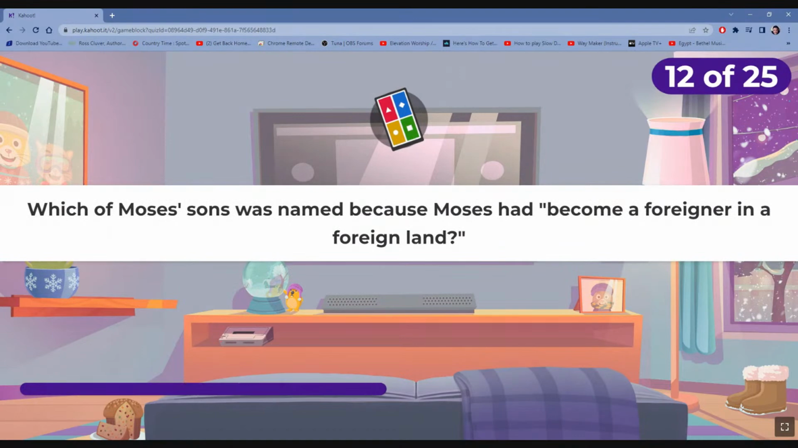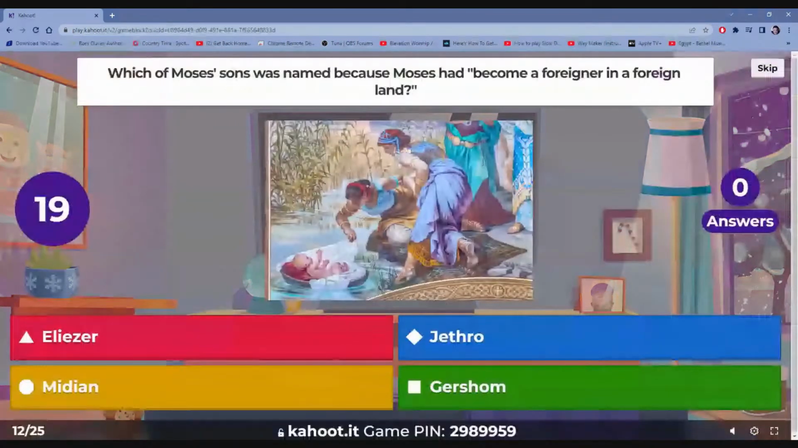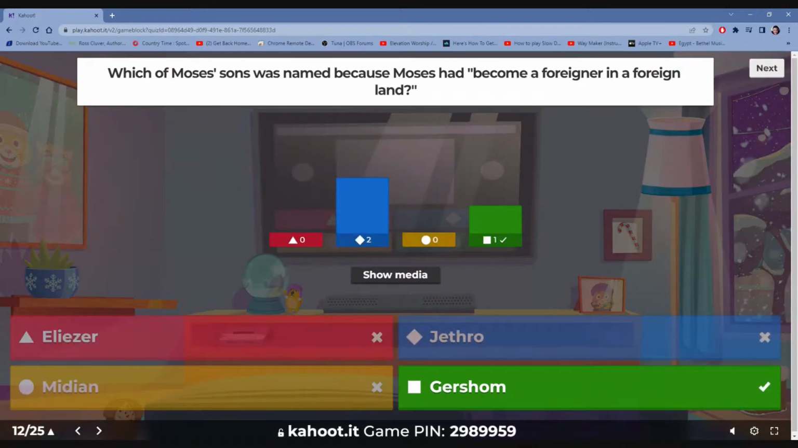Question 12. Which of Moses' sons was named because Moses had, quote, become a foreigner in a foreign land? Red Eliezer, blue Jethro, yellow Midian, or green Gershom?